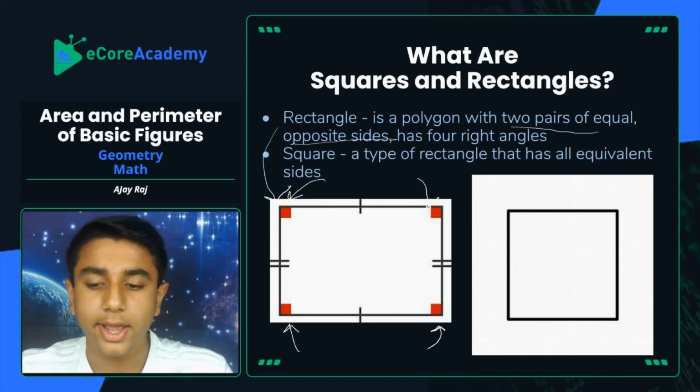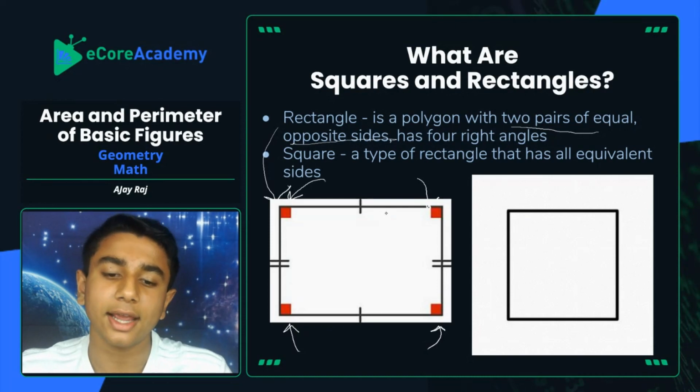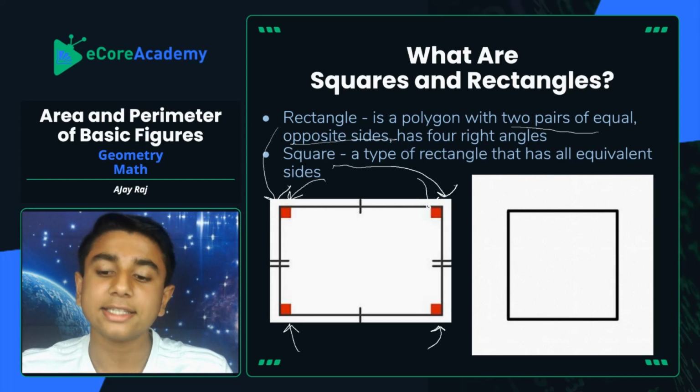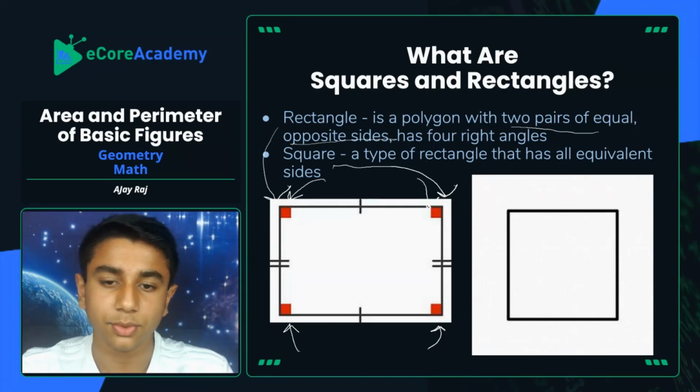And finally, we have a square here, which is basically just a certain type of rectangle, but it has all equivalent sides. A rectangle only has 2 pairs of equivalent sides, but a square has all equivalent sides, and it also has all the same properties. Since it has all equivalent sides, it has equivalent opposite sides as well as 4 equal angles. So let's get into perimeter and area of rectangles and squares.